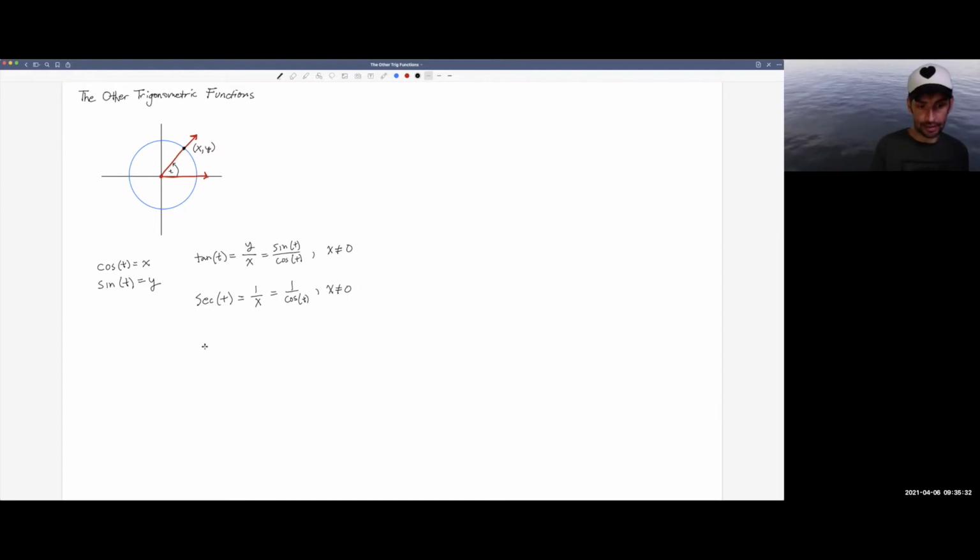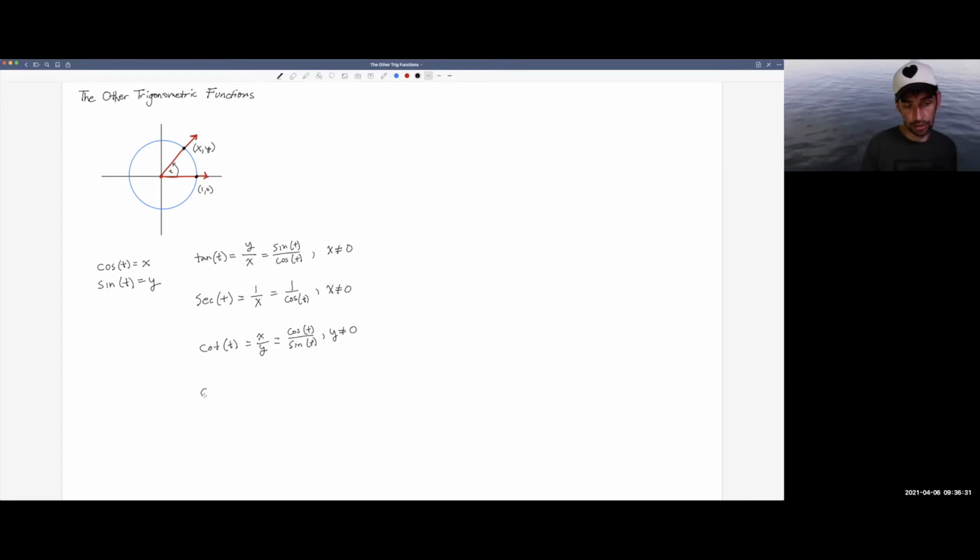Let's do cotangent of t next. This is going to be x over y, or cosine of t over sine of t. And this is only defined as long as y is not 0. So in the same way that tangent and secant weren't defined when the x coordinate is 0, cotangent is not defined whenever the vertical coordinate is 0, and that's going to be whenever our intersection with the unit circle is along the horizontal axis. So for instance, if the angle is 0, we know that the sine is also 0, right? At an angle of 0, we're intersecting right at this point here. The sine would be 0, and so cotangent would not be defined.